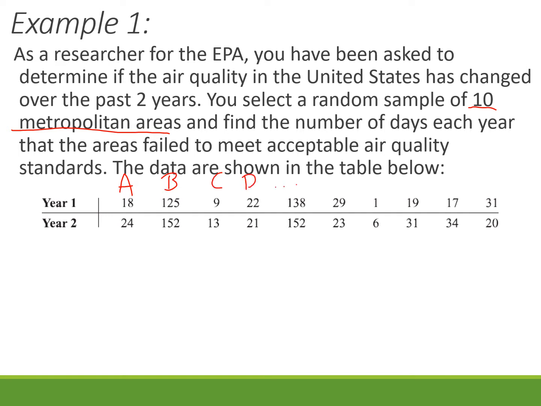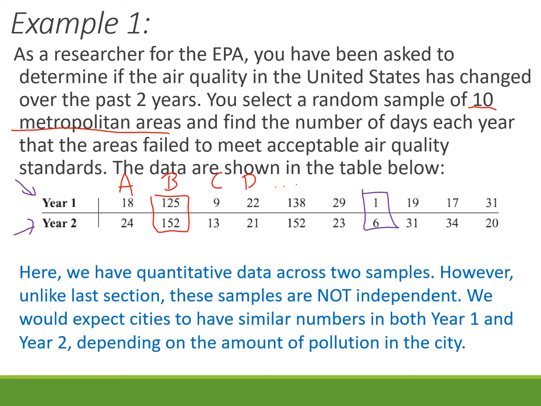If we have a city like city B here, that has a lot of pollution, that's probably going to be the case in both year 1 and year 2. And same thing with a city that has a low amount of pollution, like would that be E, F, G? So the point is that the numbers in year 2 are linked to the numbers in year 1. These are not independent of one another, and we can see that all these numbers are relatively close to one another. So we have similar numbers.